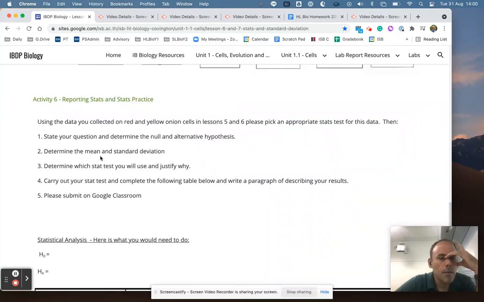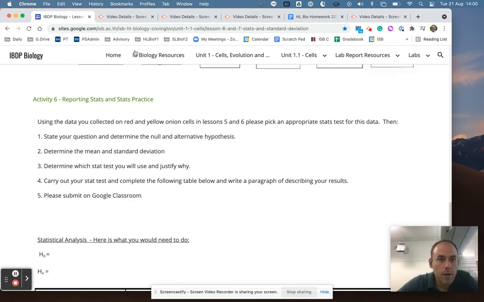Okay, for activity 6, you're going to get a little bit of practice on reporting statistics and how you report them. This is going to become really relevant when we start talking about IAs and how you would do this within an IA report or a lab report.